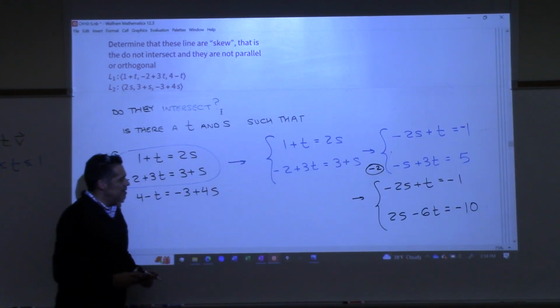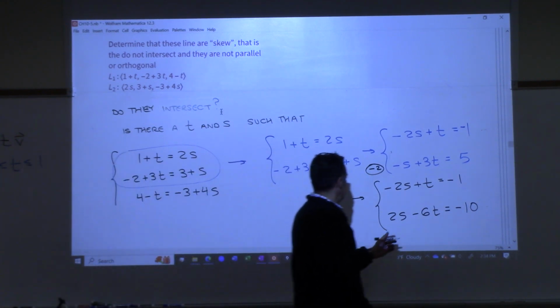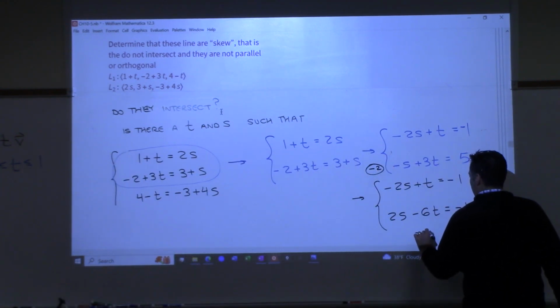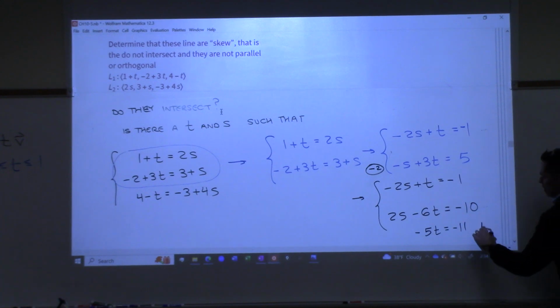And then when I add straight down, what do I get? Not a nice number. I get negative 5t equals negative 11. So t is 11/5.